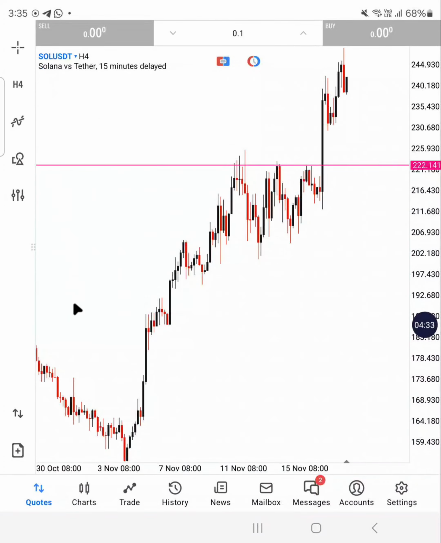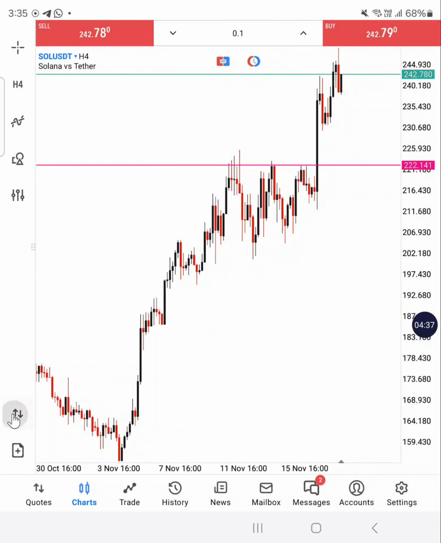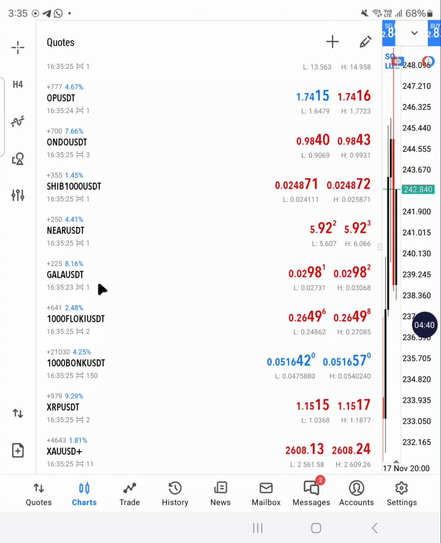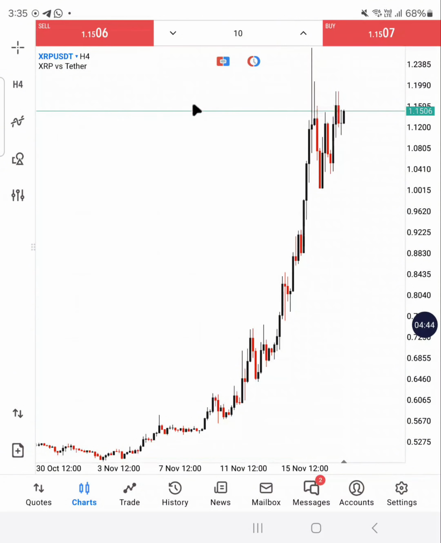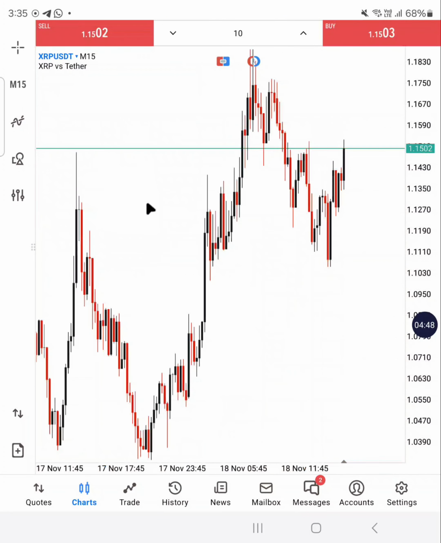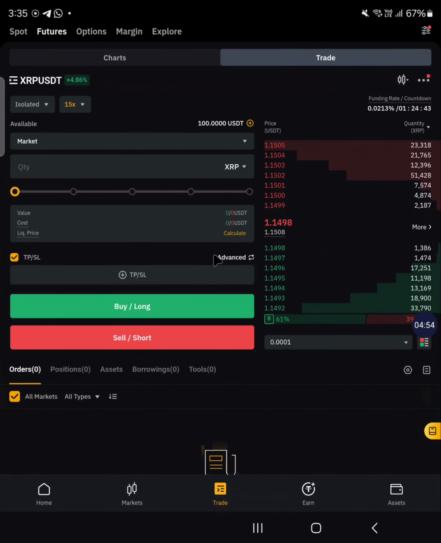So let me go here. I just want to select XRP quotes. This is quotes. Let me go to chart. Okay, this is where I have the quotes and scroll down. This is XRP. Beautiful. So if I want to activate my trade right here, let me have the 15-minute time frame. It is already going that way. But then if I want to activate the trade from the market order, now I have XRP.